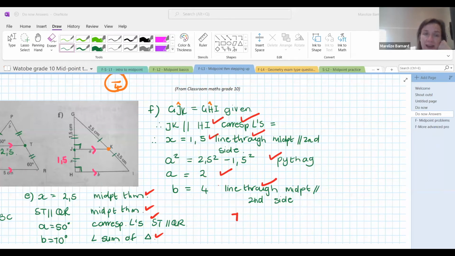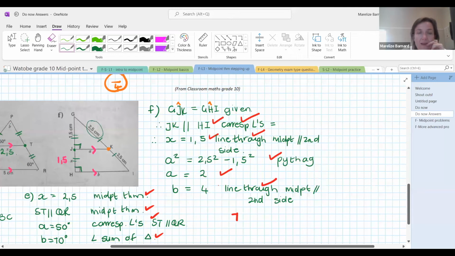And then to get A, you can do Pythagoras, and we say the 2.5 squared, because it's the hypotenuse, minus the 1.5 squared. That's because of Pythagoras. And then you must just remember to square root your A, and that's equal to 2. And then once we have A, it's easy to find B, because B is 4.